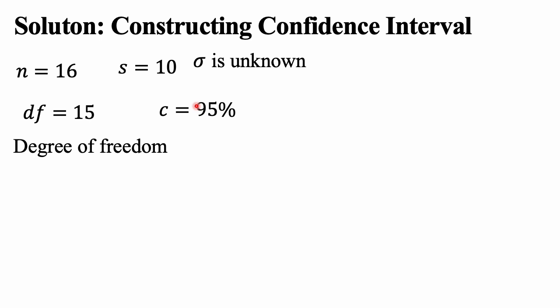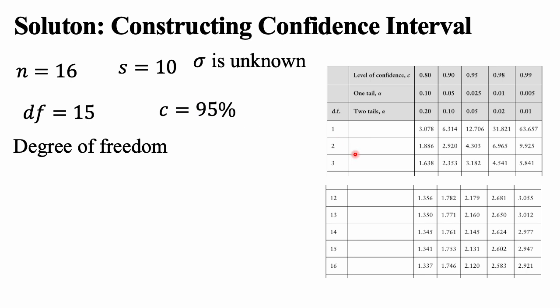So now we have level of confidence 95%. Now we find the critical value from the t distribution right here. First, degree of freedom is 15. Level of confidence is 0.95. Then you find tC, the critical value, is going to be 2.131.